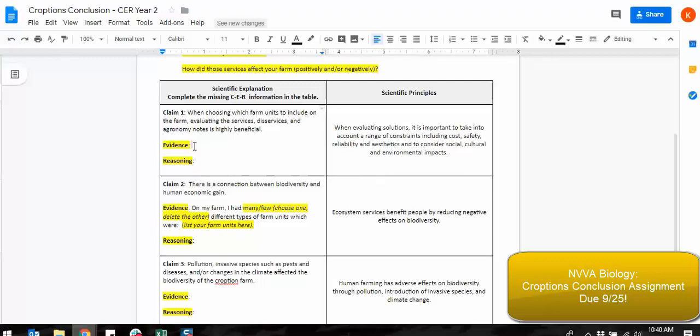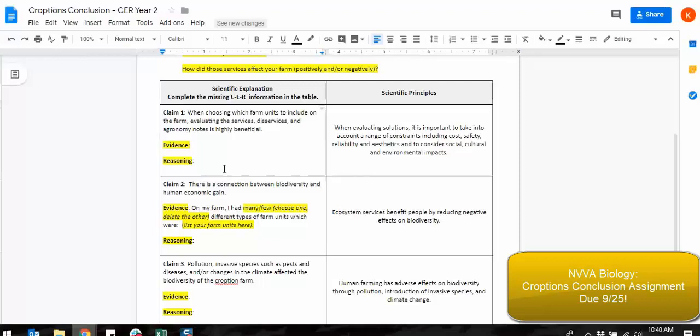Reasoning. It tells us right here, in science, when we're evaluating a solution, it's important to take into account the range of constraints. So I use the services, disservices, and ergonomy notes as your constraints. You took that into account while you were building and designing your farm. So that's just what you're going to do for that first claim.